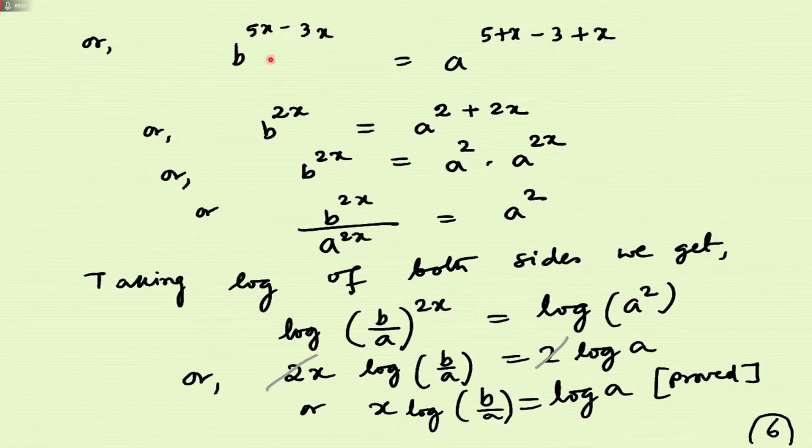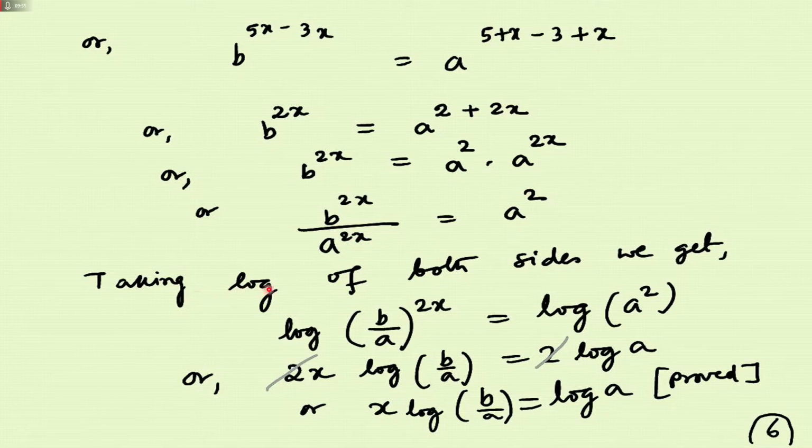Now after calculating, you will have b to the power 2x, and here a to the power 2 plus 2x. Now I am just using the laws of indices once again. I will have a square into a to the power 2x from here, and just dividing b to the power 2x by a to the power 2x, I am getting that b by a to the power 2x is nothing but a square.